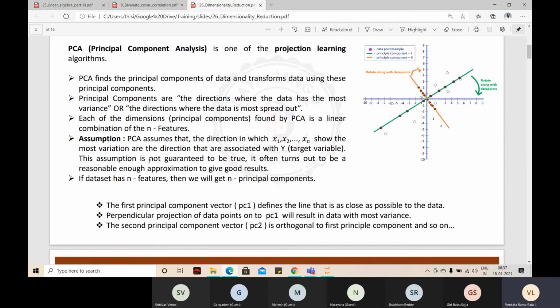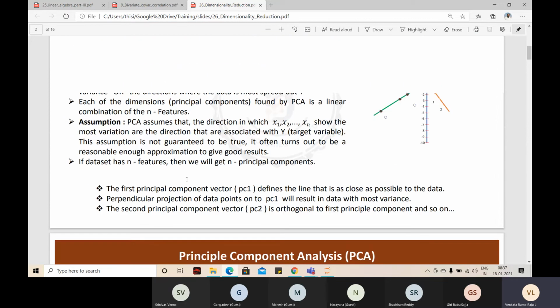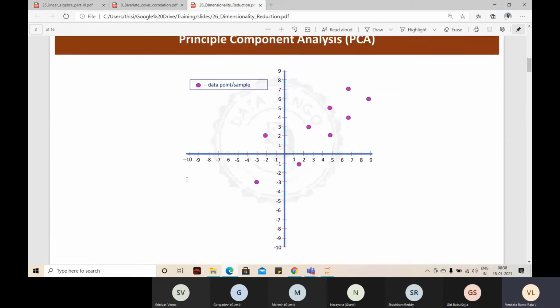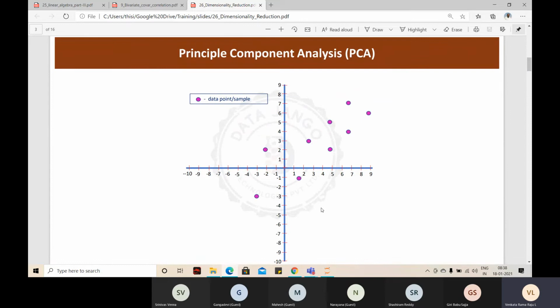We'll talk about assumptions later, but let us see how this starts. Principal component analysis: this is the original data.